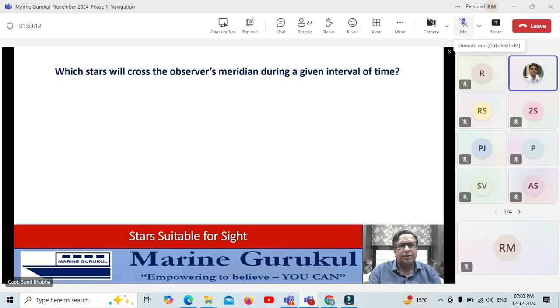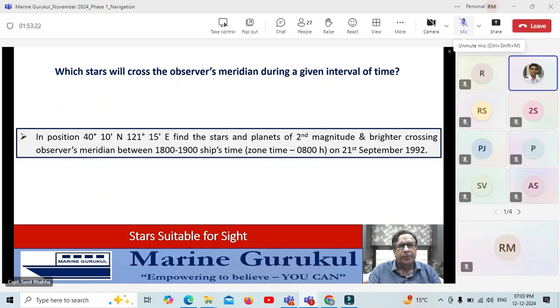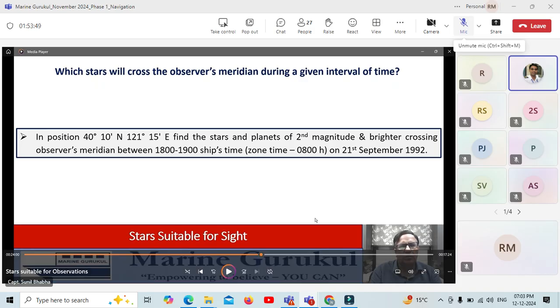Now, there may be situations or questions in which we may have to find stars and planets which cross the observer's meridian within a given interval of time. For example, this one: in position 40 degrees 10 minutes north, 121 degrees 15 minutes east, find the stars and planets of second magnitude and brighter crossing the observer's meridian between 1800 hours to 1900 hours ship's time, zone time minus 0800 hours, on 21st September 1992.